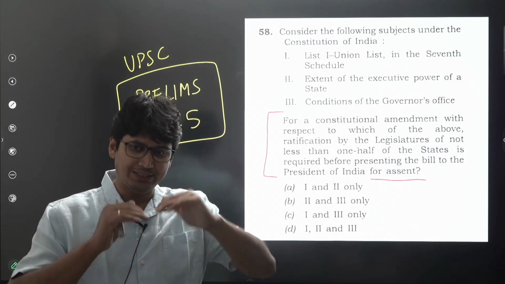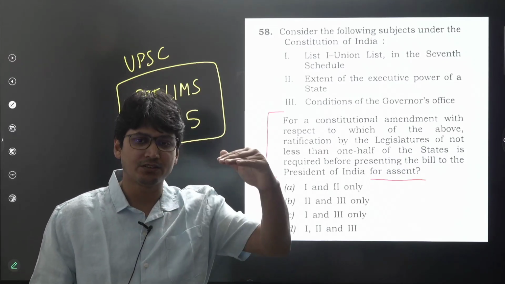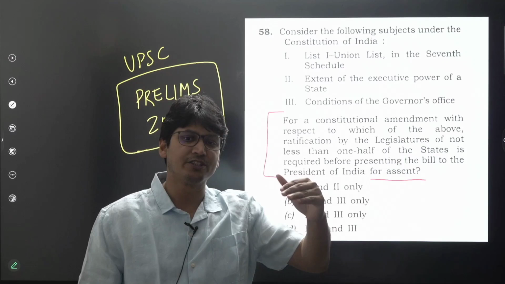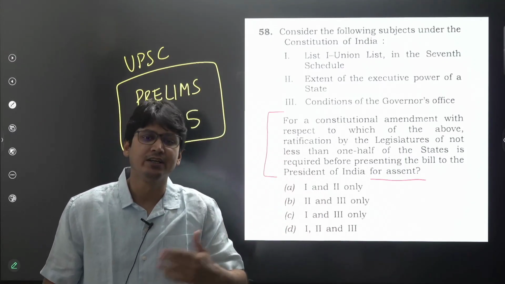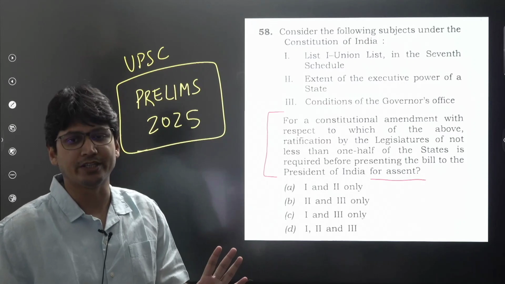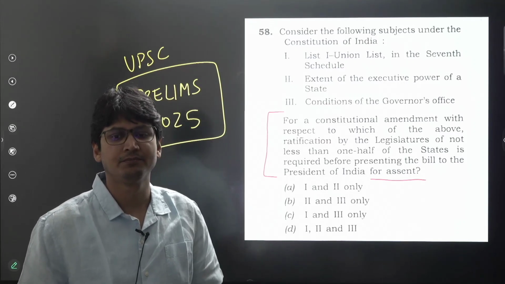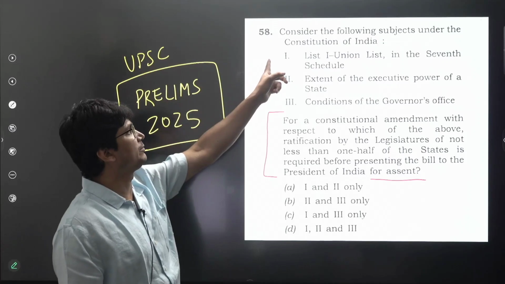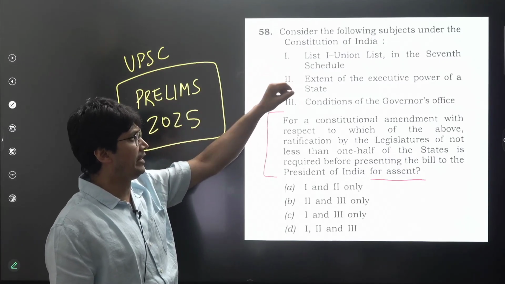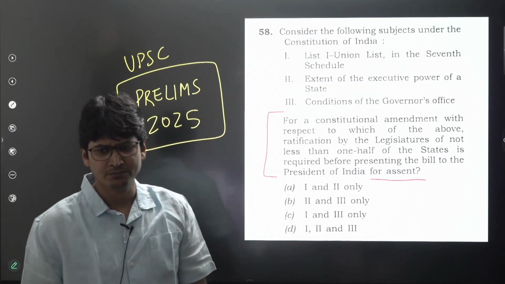So let's take it step by step. Is first an entrenched provision? Basically simple question ये है कि it is asking which of them is an entrenched provision requiring type 3 special majority. Simple. Does first point require a special majority? Any amendment in Union List in the 7th schedule?